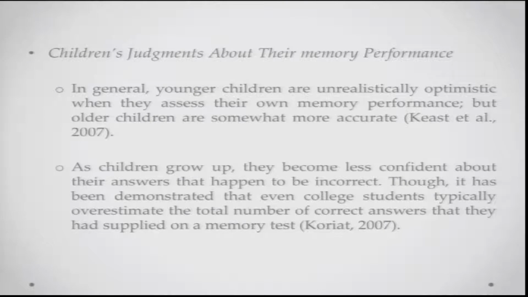When they assess their own memory, younger children are unrealistically optimistic about their memory performance, but older children are slightly more accurate. They are getting better at making these estimations. As children grow up, they become less confident about answers that might be incorrect. Though it has been demonstrated that even college students typically overestimate the total number of correct answers that they had supplied on a memory test.